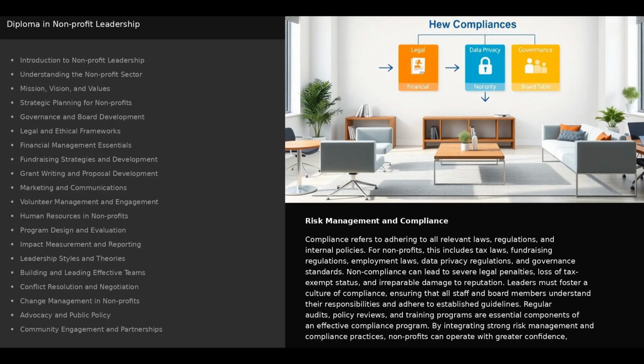Leaders must foster a culture of compliance, ensuring that all staff and board members understand their responsibilities and adhere to established guidelines. Regular audits, policy reviews, and training programs are essential components of an effective compliance program. By integrating strong risk management and compliance practices, nonprofits can operate with greater confidence, integrity, and resilience, ensuring their ability to fulfill their mission responsibly.